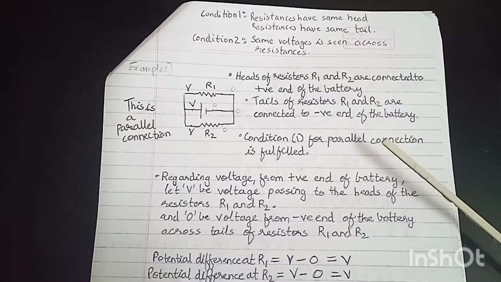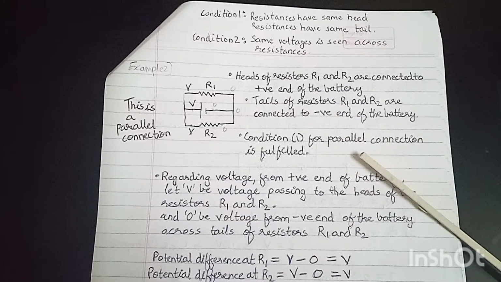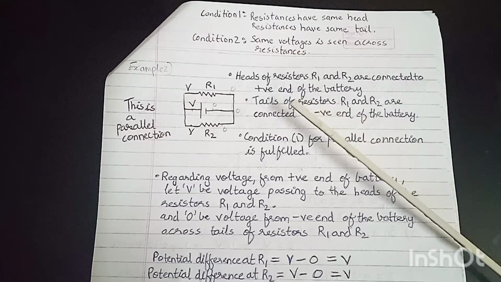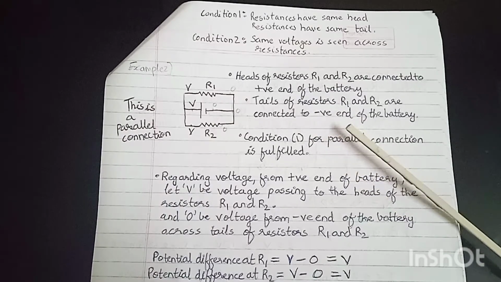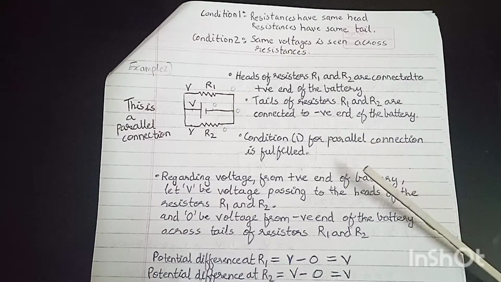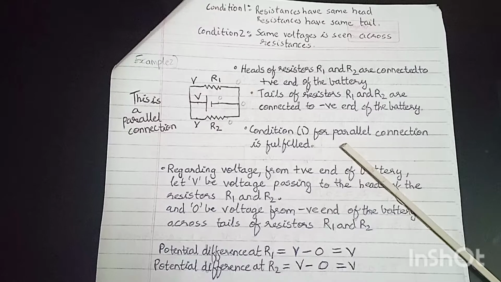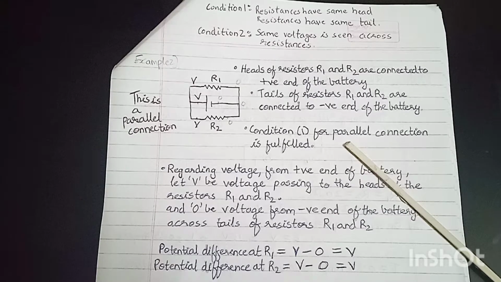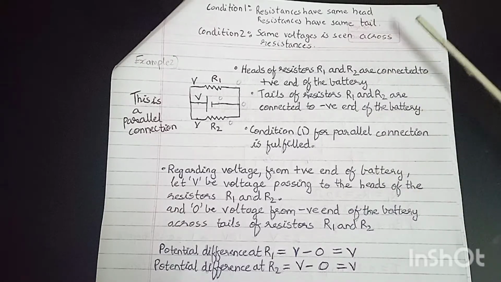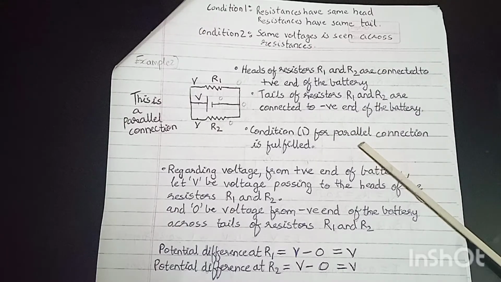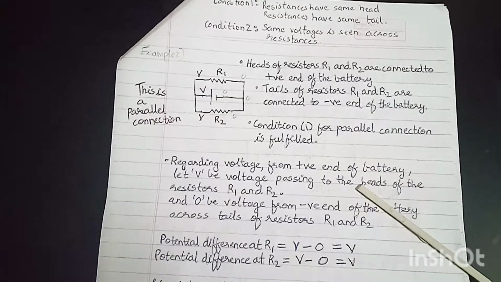So we'll try to understand what parallel resistances are. The heads of resistances R1 and R2 are connected to the positive end of the battery, and the tails of R2 and R1 are connected to the negative end of the battery. So condition 1 is fulfilled. Condition 1 states that for any connection to be a parallel circuit or parallel resistor, it has to follow these two conditions. The first condition is fulfilled. We'll come to the second condition now.